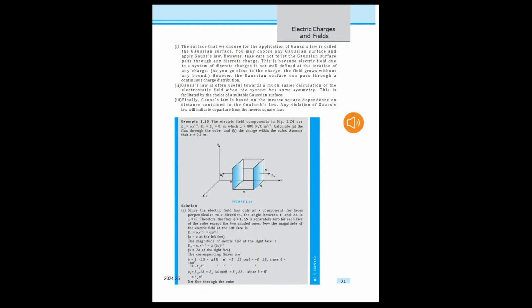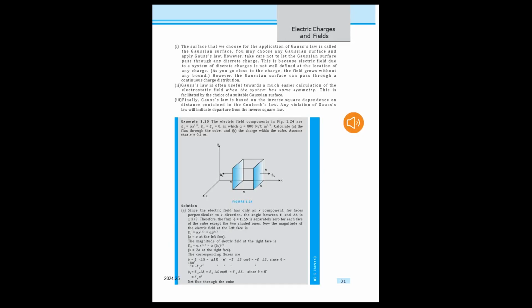The surface that we choose for the application of Gauss law is called the Gaussian surface. You may choose any Gaussian surface and apply Gauss law. However, take care not to let the Gaussian surface pass through any discrete charge. This is because the electric field due to a system of discrete charges is not well defined at the location of any charge. As it goes close to the charge, the field grows without any bound. However, the Gaussian surface can pass through a continuous charge distribution.